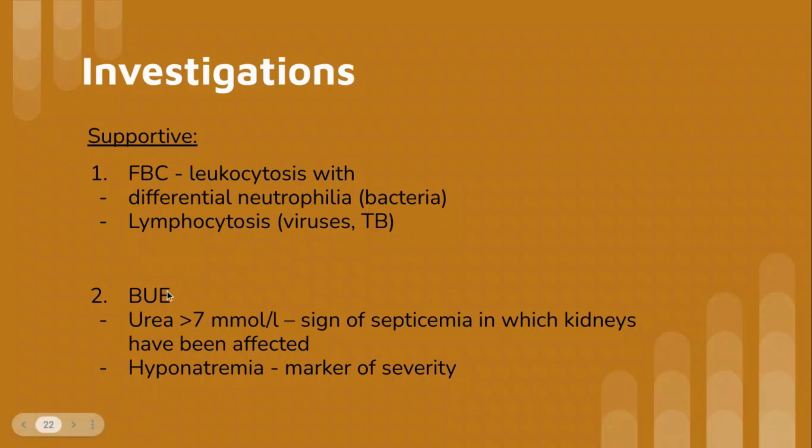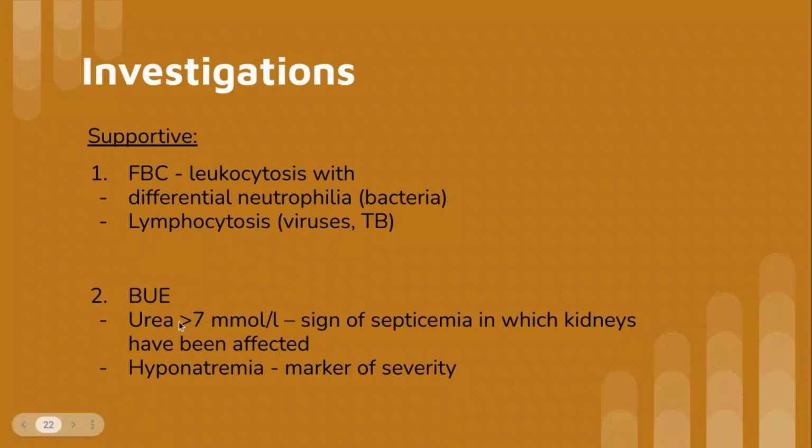All right. BUE is also supportive. You'll be wondering, why should I do a BUE in somebody with pneumonia? Because remember that the complications of pneumonia, when we spoke about it, we said there were local and then there were systemic. And the systemic ones are usually as a result of sepsis when the bacteria has spread. And you can even have an AKI.